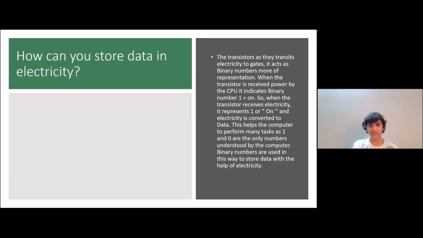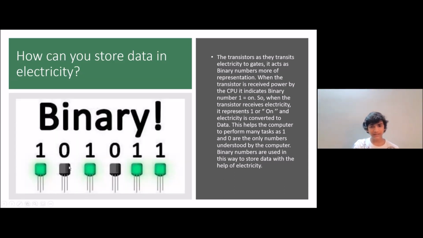It acts as binary numbers, more of a representation. So the image is here. Every time the transistor receives power from the CPU, it indicates binary number 1. As we learned in the second slide, binary number 1 is equal to on. So every time this transistor receives this electric data, it is on, or else it is off. That is how these transistors mainly help in converting this electric data to binary numbers, which is the machine code.